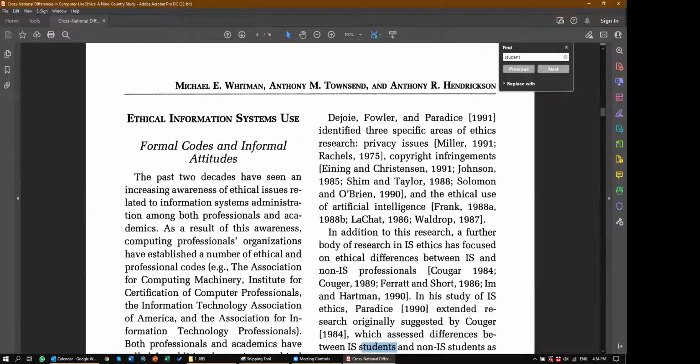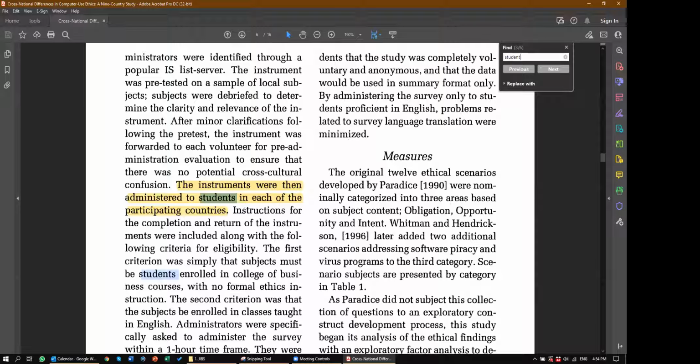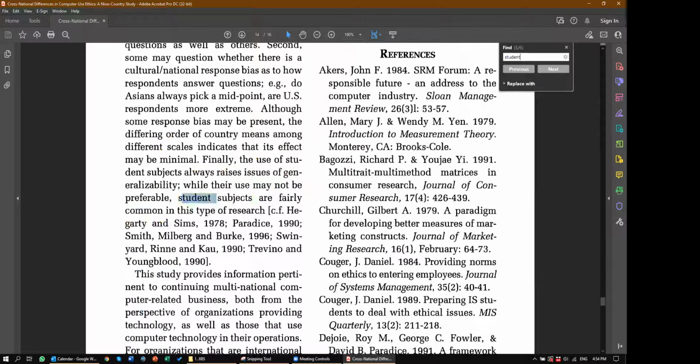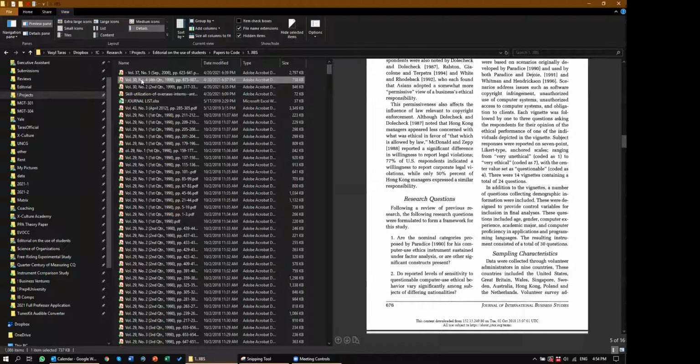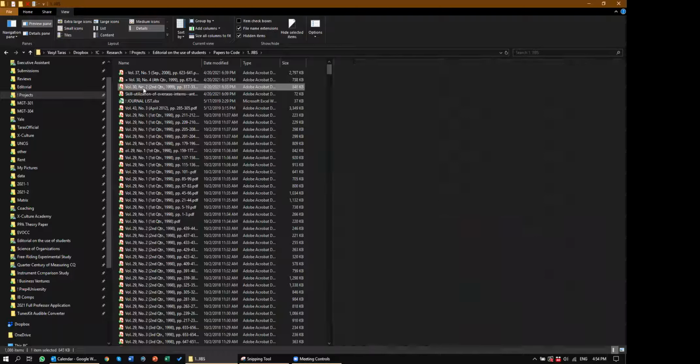Students. There's this discussion: the instruments were then administered to students in each of the countries, so this one is a student-based one, right? So we know for sure that this one contains students. So we put a plus. I don't know how much time it takes here.